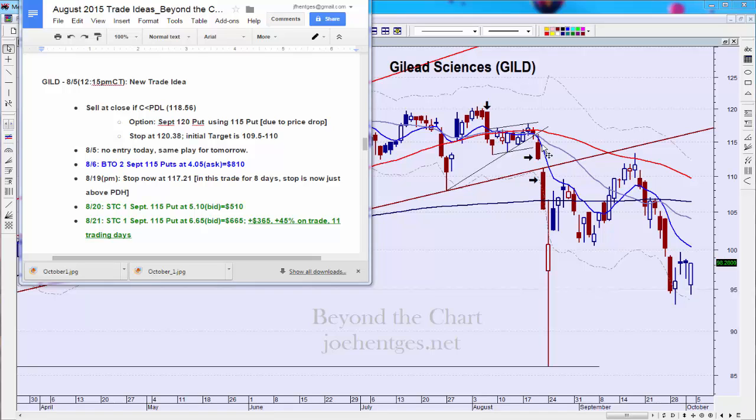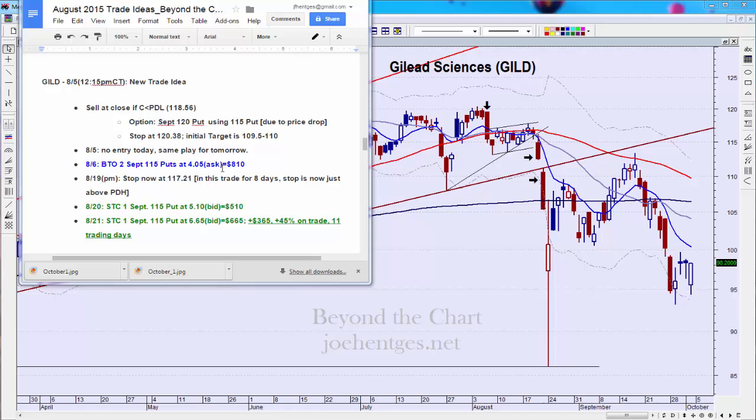Now, because it had taken so long, this is the initial stop. I went ahead and got out of half of the position because we just bought 2. That's all. The total on this trade idea was only $810, and I got out of half of it here on the 20th. You can see sell to close 1 at the bid. On all of the trade ideas, all of the exits are at the bid, all of the entries are at the ask. So very conservative.